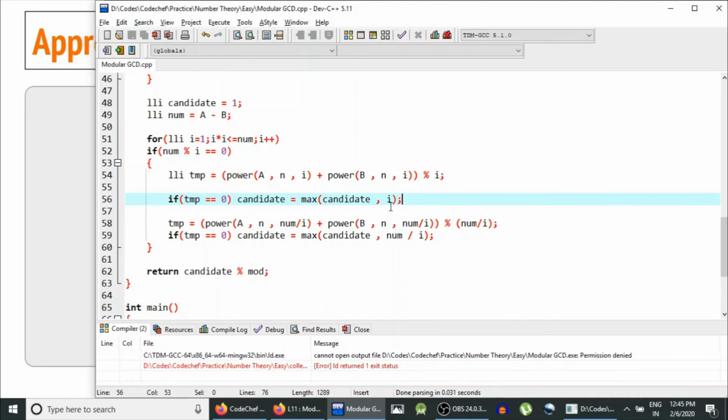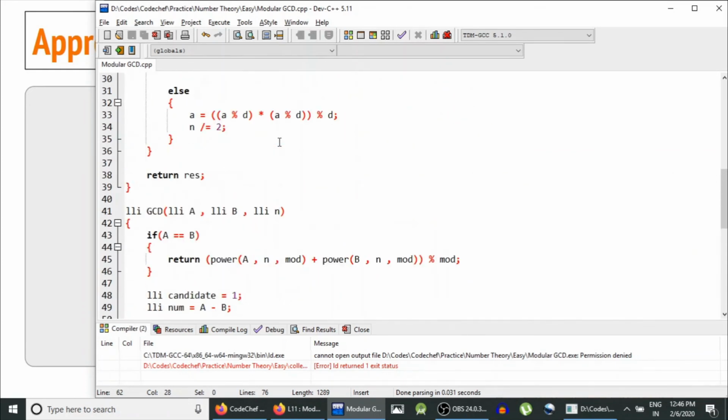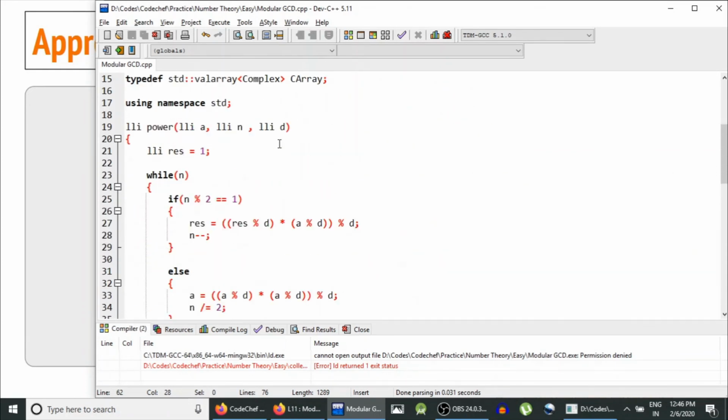One more thing, if I is a divisor of num, then num minus I is also a divisor of num. So we are doing the same thing, checking whether num minus I also divides a raised to power n plus b raised to power n. If it divides, then we are again maximizing the candidate and then finally returning the candidate modulo 10 to power 9 plus 7, because it is said in the question that we have to return the result modulo 10 to power 9 plus 7. And this power function is modular exponentiation.